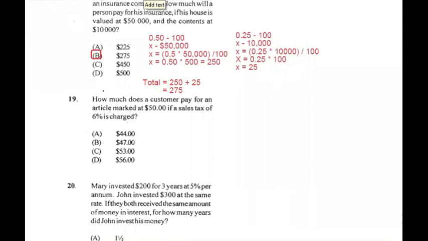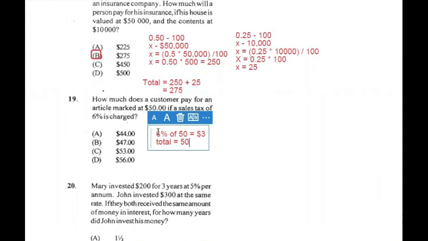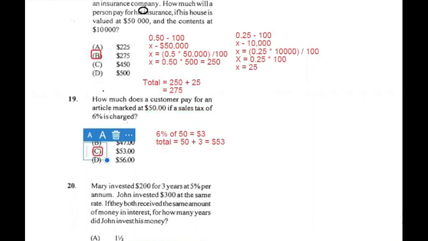So 19, how much does a customer pay for an article marked at $50 if a sales tax of 6% is charged? So all we're finding is 6% of $50 to get what the tax is, and then we'll be adding that tax amount to the $50 to get the answer. So it is 6% of $50, and we will get $3. So the total the customer pays is $50 plus the $3 to get $53, and our answer here is C.